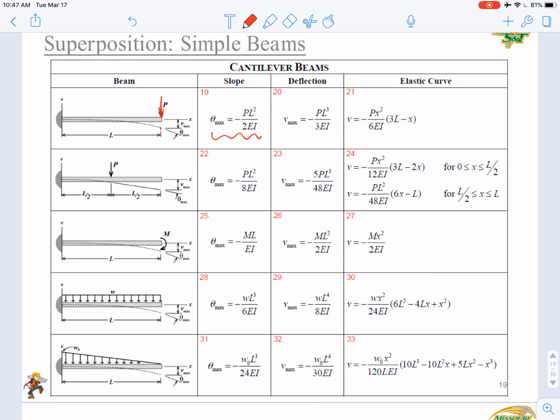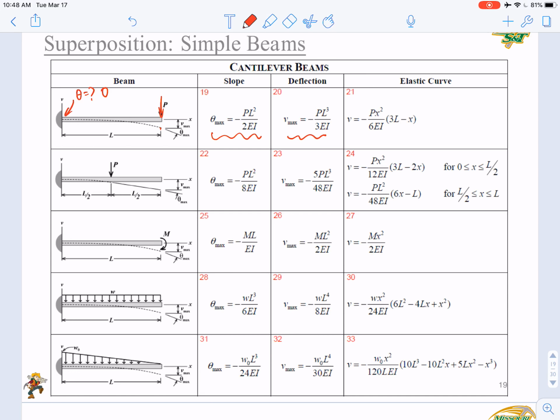And so what is the slope? What do you think is the slope here at the fixed end? What is slope? Right, it should be 0. Okay, then the maximum deflection also appears at the free end, and its value is here.